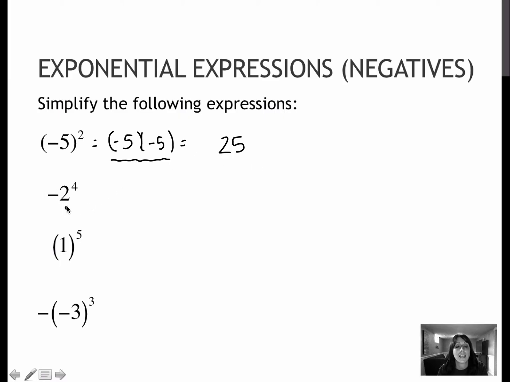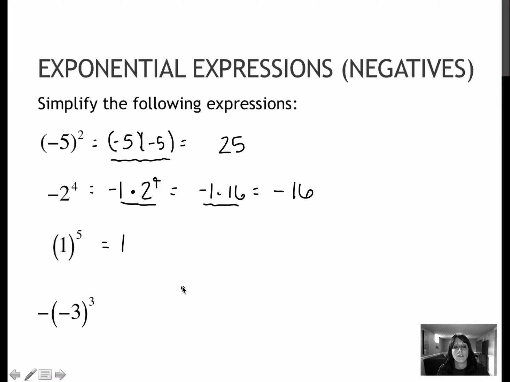For the next, -2 to the 4th, remember this is like -1 times 2 to the 4th. 2 to the 4th is 16, so it's -1 times 16, or -16. Again, I don't need to see any of this work in between. I'm writing this so you can see the thought process from beginning to end. For my third example, 1 to the 5th means 1 times 1 times 1 times 1 times 1, which is, of course, 1.